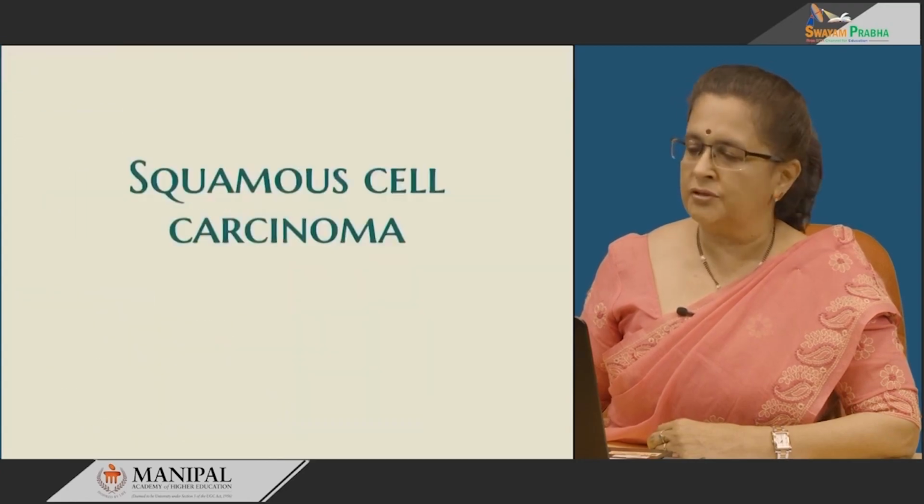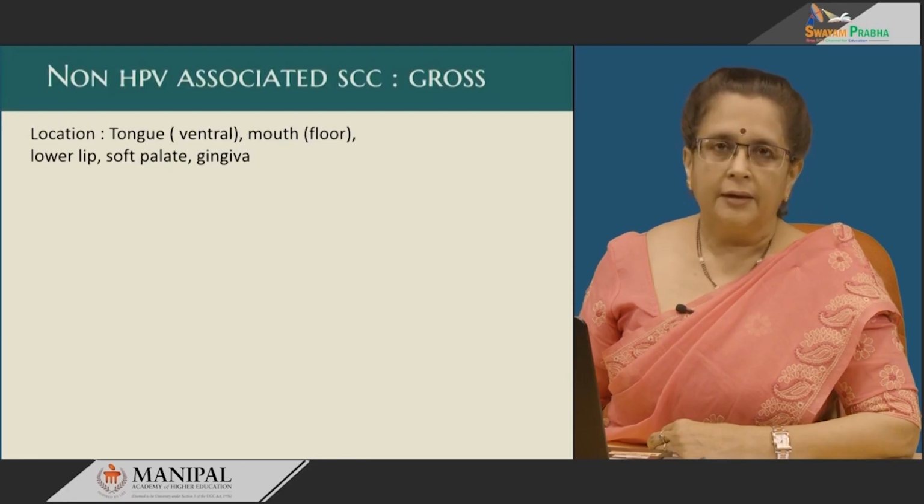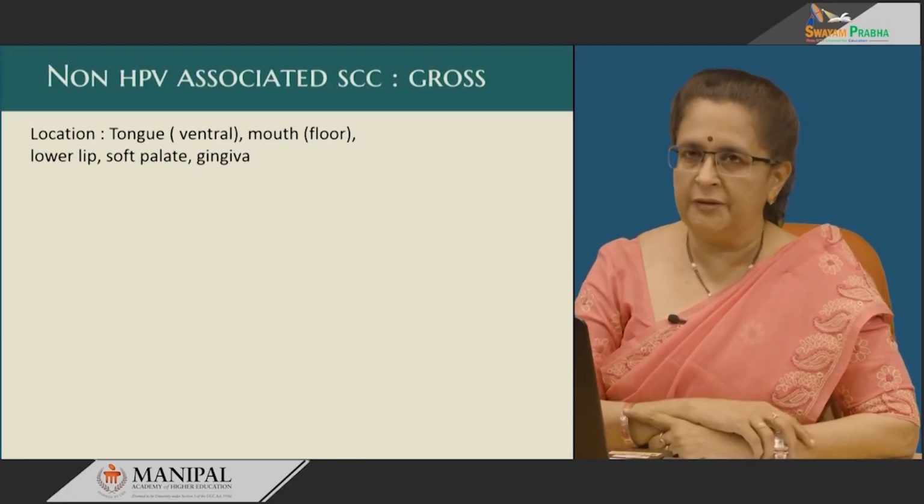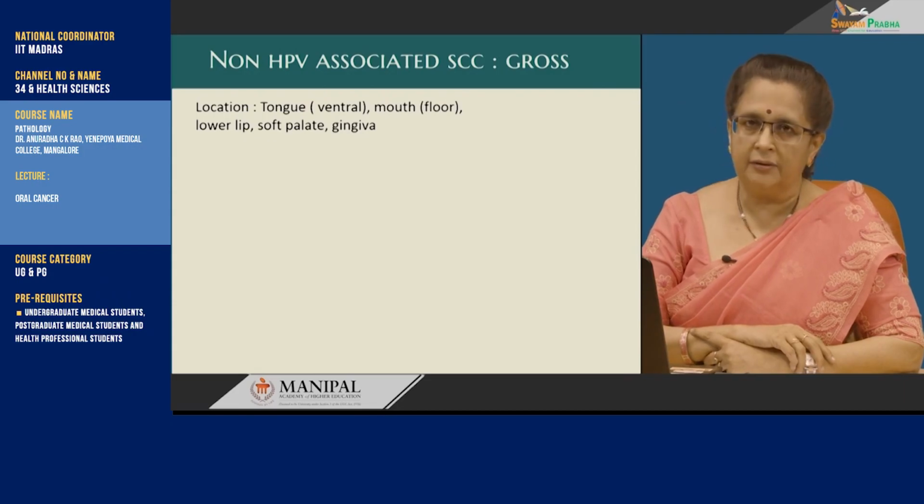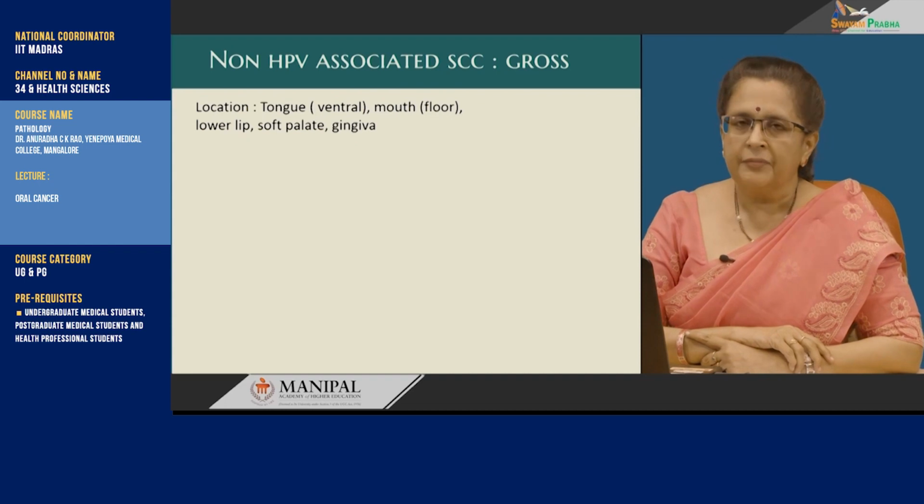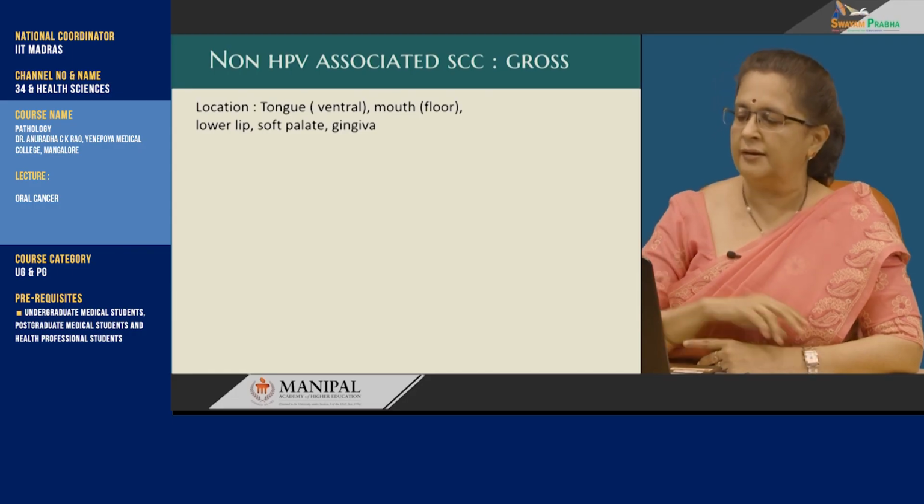Next, we move on to squamous cell carcinoma. Now, there are two types, non-HPV associated and HPV associated. So, initially we will have a look at non-HPV associated squamous cell carcinoma. Grossly, the location is the same as leukoplakia. So, we get it on the ventral surface of the tongue, floor of the mouth, the lower lip, soft palate, gingiva, etc.